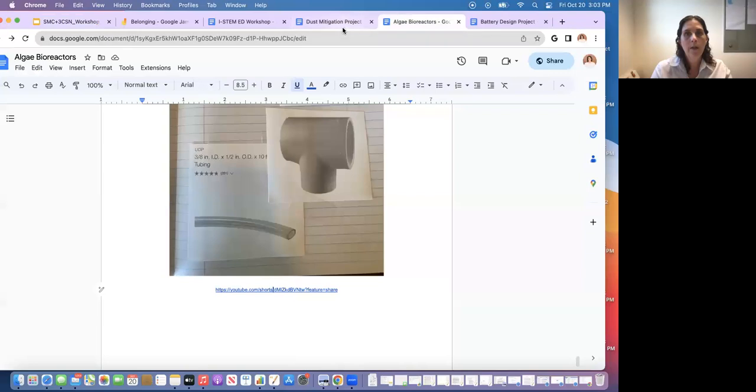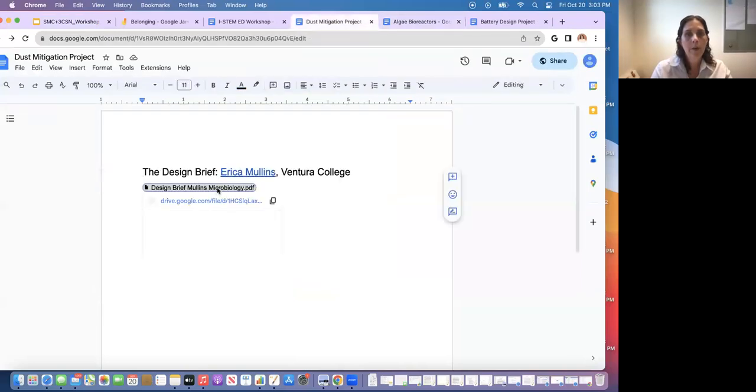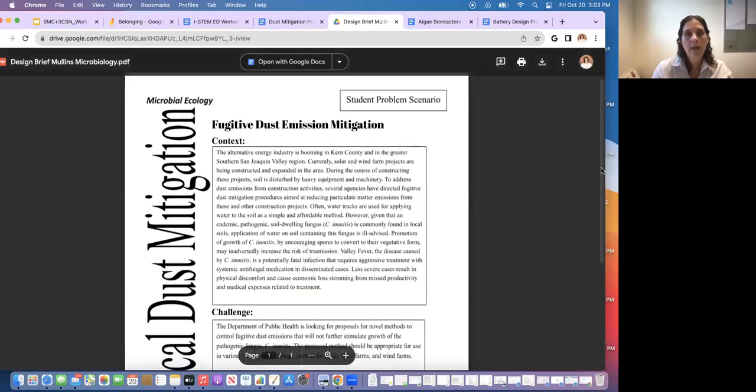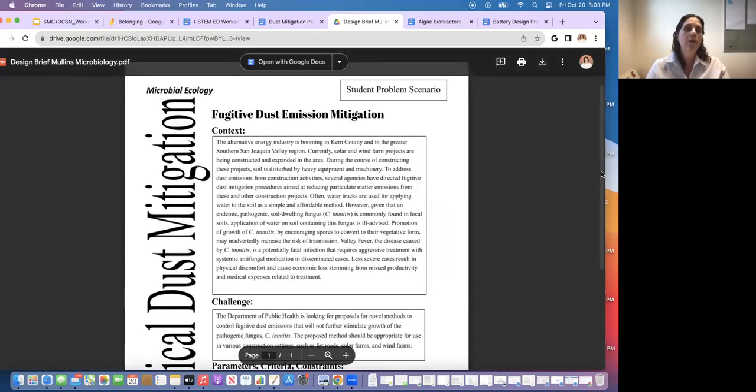For that one, I'm going to share with you my design brief. So what the situation was here, in Kern County, which is where I was at the time, there's a lot of alternative energy, and especially in the upper part of Los Angeles County that butts up against Kern County. Lots of solar panels going in. When we have that sort of construction, we're disturbing soil. And that area is endemic for the fungus that causes valley fever.